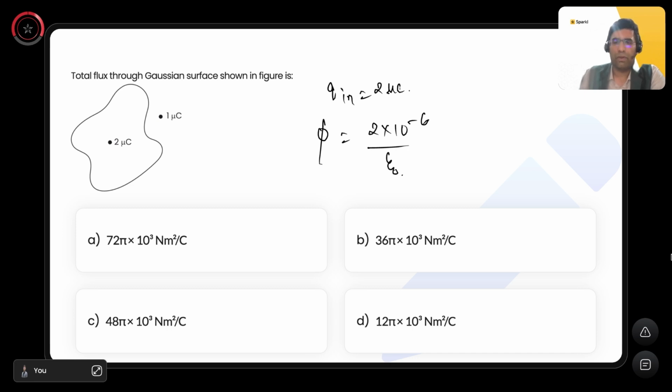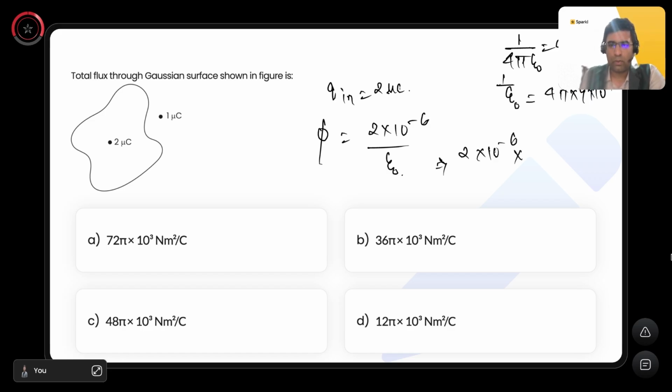All right. And we know that 1 by 4 pi epsilon naught is equal to 9 into 10 to the power 9. So from here we can write 1 upon epsilon naught as 4 pi into 9 into 10 to the power 9. So I'll put those values. So 2 into 10 to the power minus 6 into 4 pi into 9 into 10 to the power 9. So it will become how much? It will become 72 pi into 10 to the power 3. So this will be my flux.